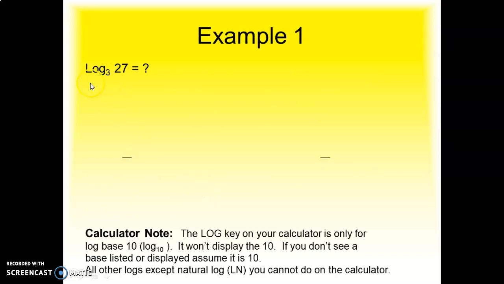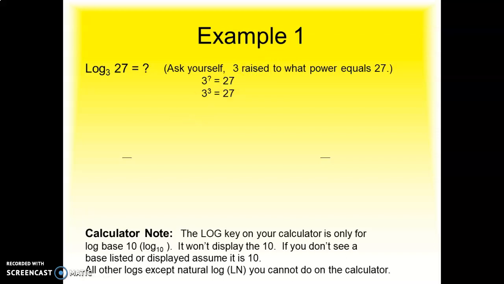When you're determining log base 3 of 27, we're thinking in our heads, 3 to what power is 27? What exponent will give you 27? That is 3, of course. 3 to the third is 27. 3 squared is 9, 3 times 3 is 9. 3 to the third is 3 times 3 times 3, which is 27. So log base 3 of 27 is equal to 3.